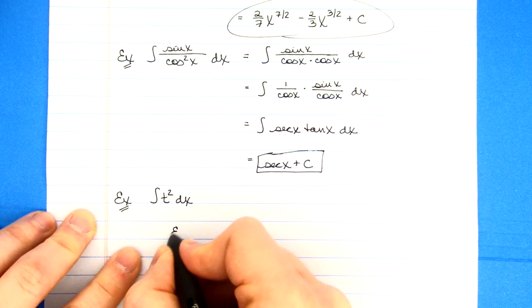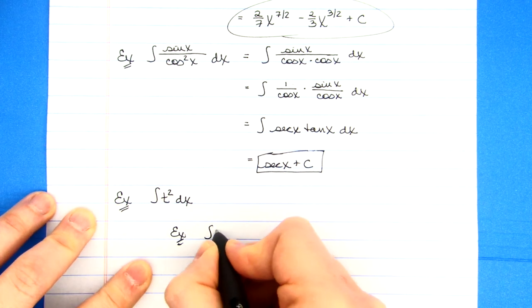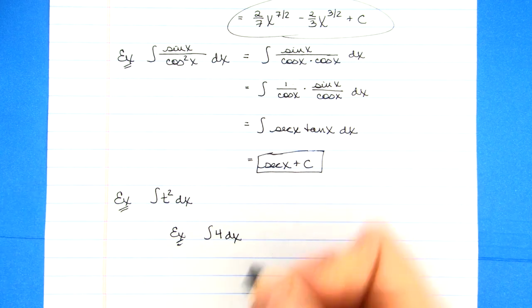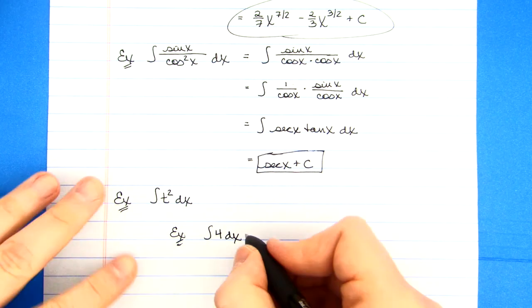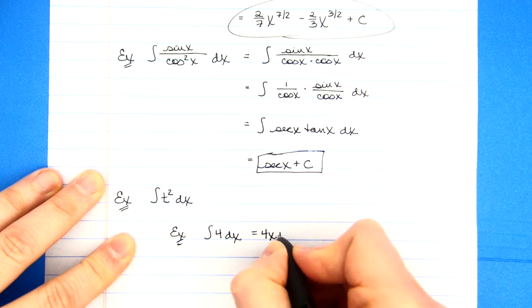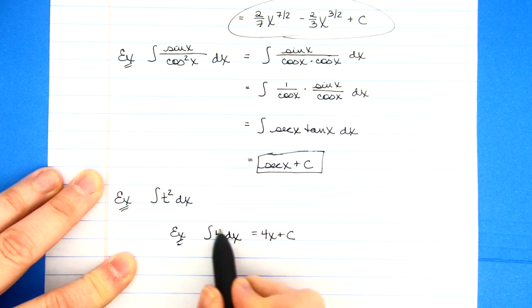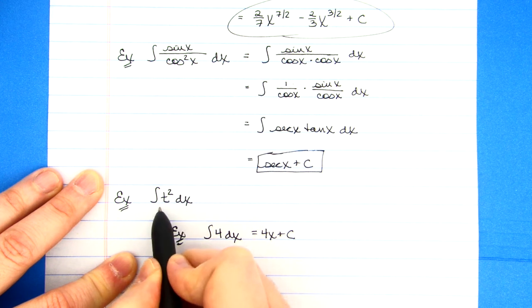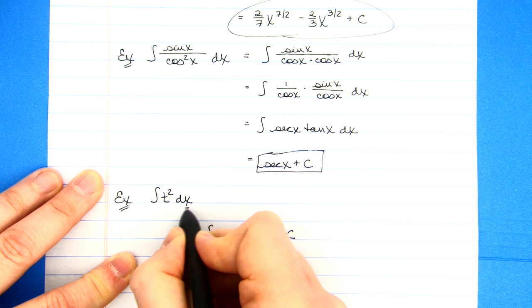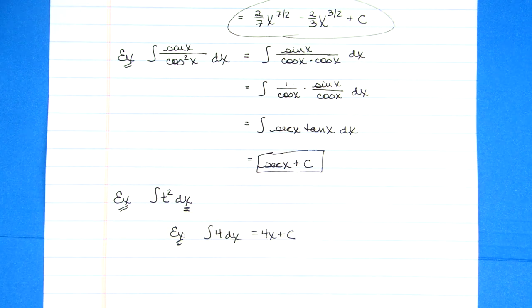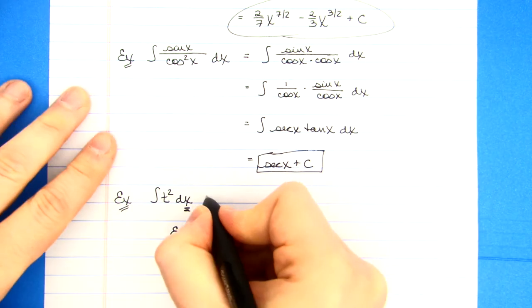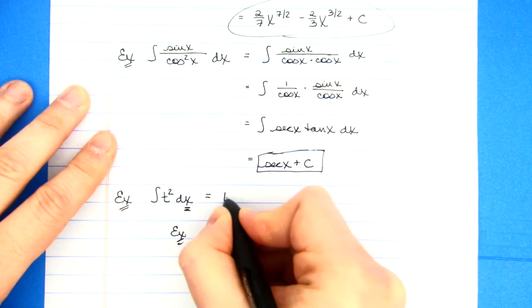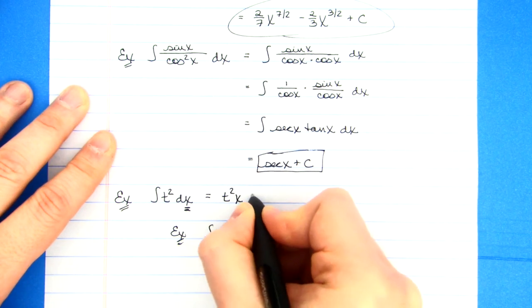You know what, before we do this, what if I asked you to do the integral of 4 dx? I'd assume you'd be okay with that. You would just get 4x plus a constant. Anything in here that does not include the x is a constant. Therefore, this t squared, I'm going to treat that like a constant because according to my differential, the variable is x. So I'm going to get t squared x plus c.